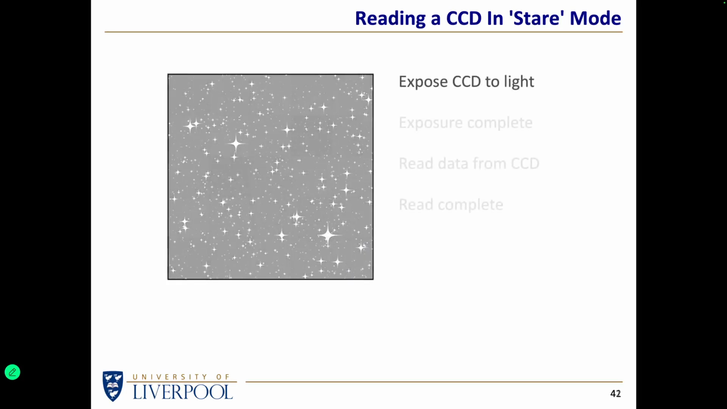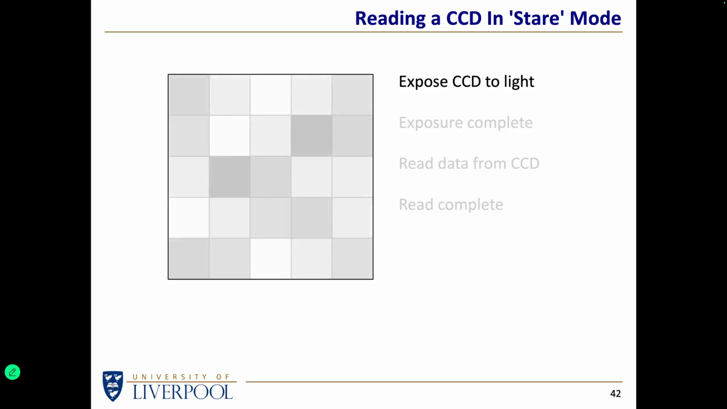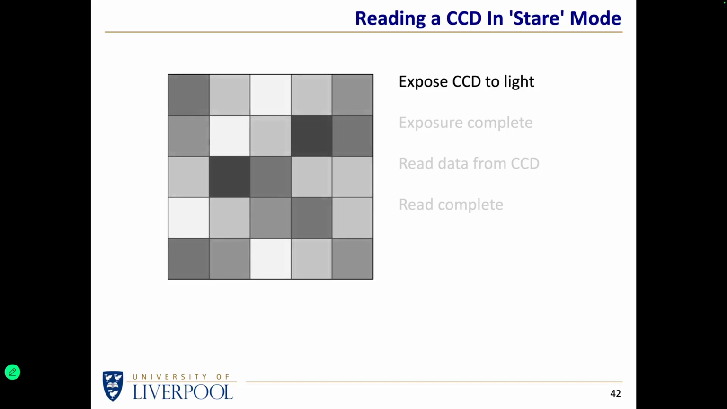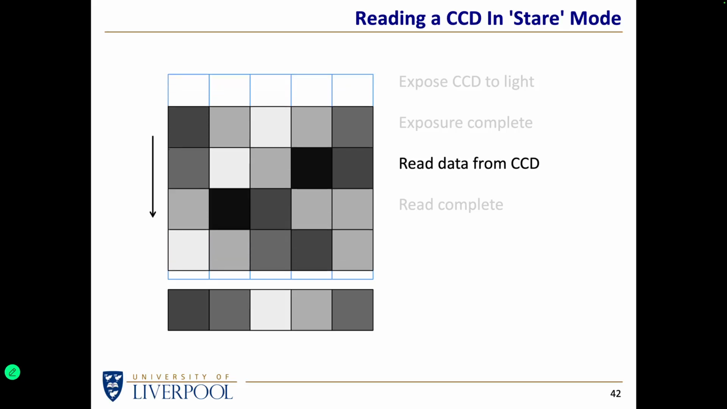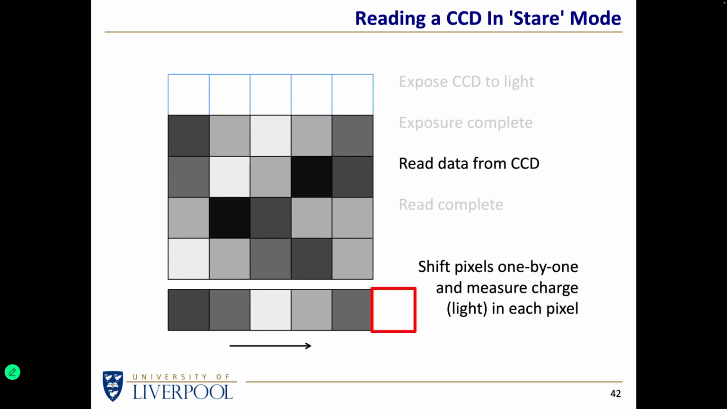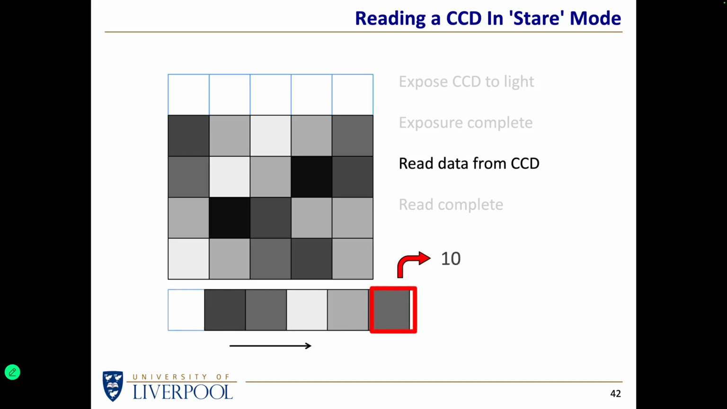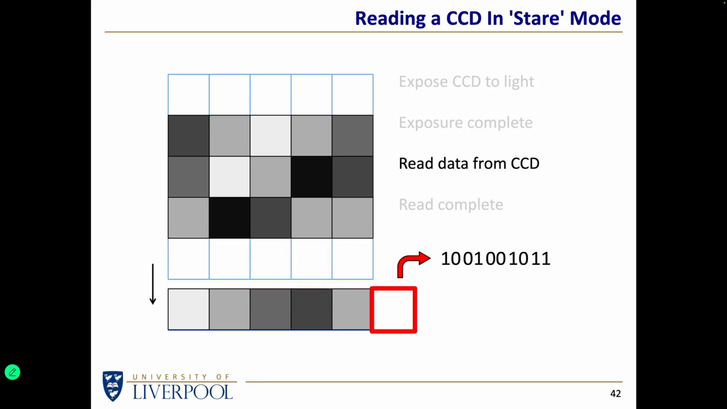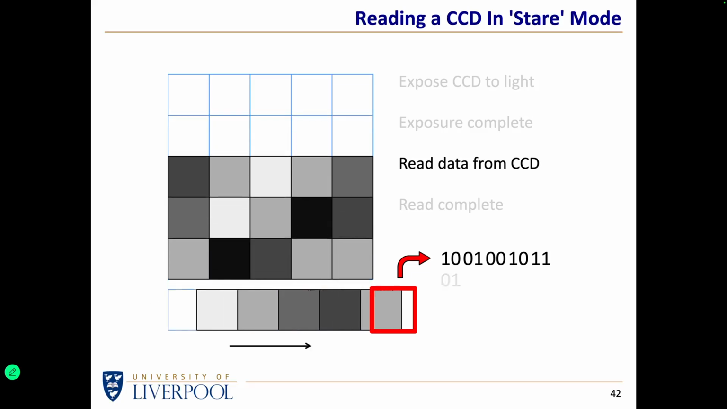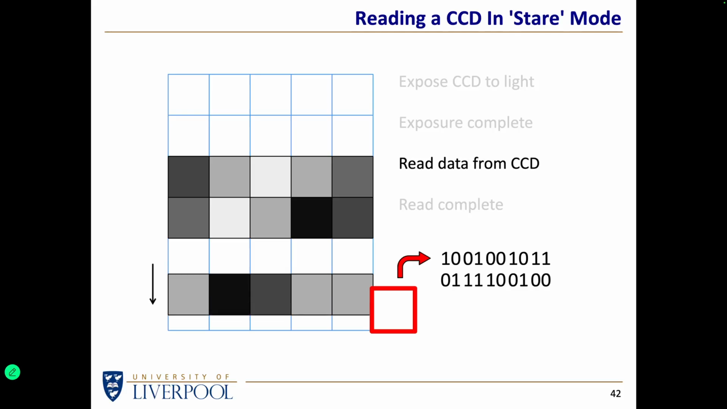So let's imagine we are staring at a patch of sky, so-called stare mode. We expose the CCD to a patch of sky, having fixed the telescope in position. The image builds up, and once the exposure is complete, the data is read out one line at a time. It goes into a register, and then the register is read one pixel at a time, and the amount of charge in each pixel is measured and stored. Once that's done, the next line shuffles down, and everything else in the detector shuffles down one line. And then again, every pixel is read out.